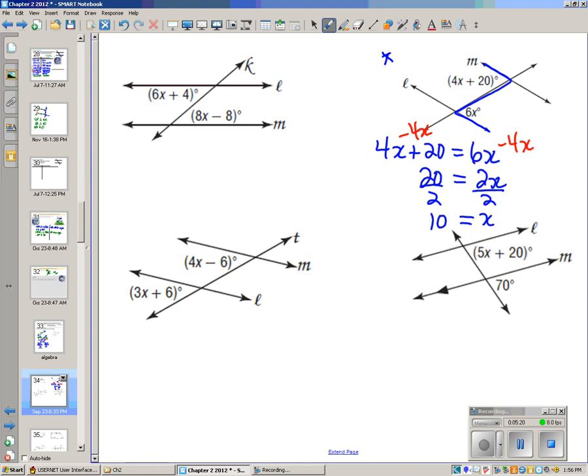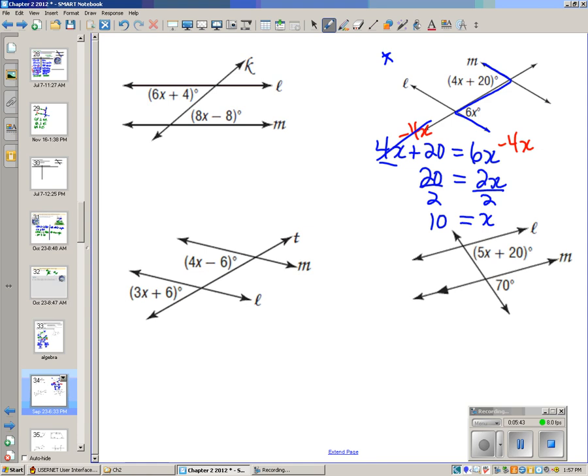You're trying to move the x's so that you end up with x's by themselves on one side and the numbers by themselves on the other side, so that you can solve and get x alone. Okay, so because this over here was being added, a positive 4x, you have to add a negative 4x to cancel it out. So it just cancels it out.